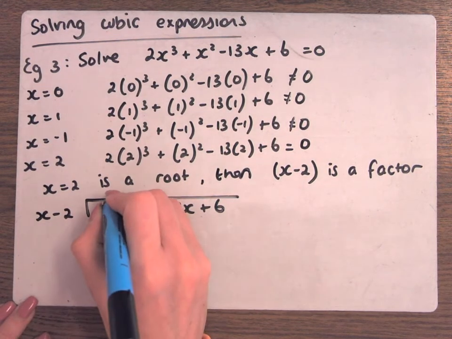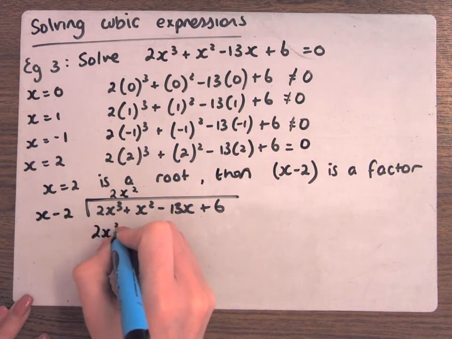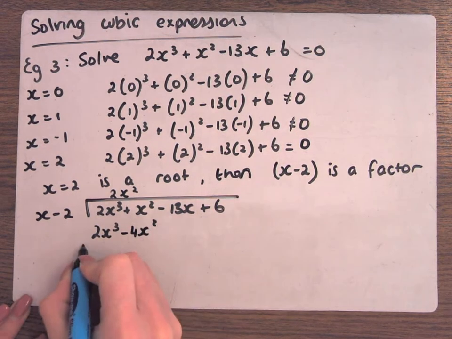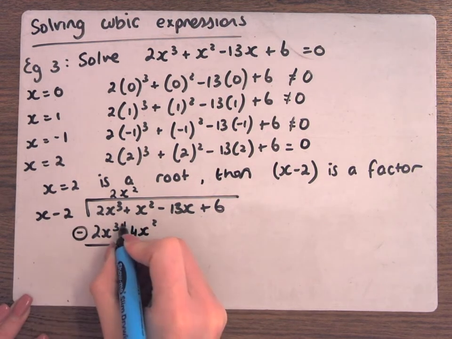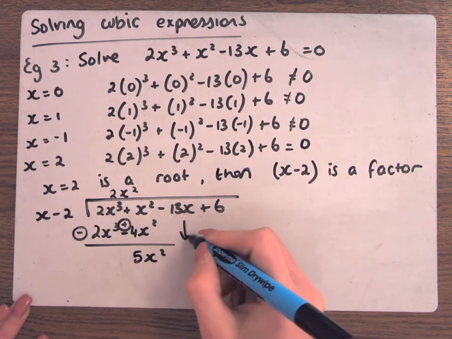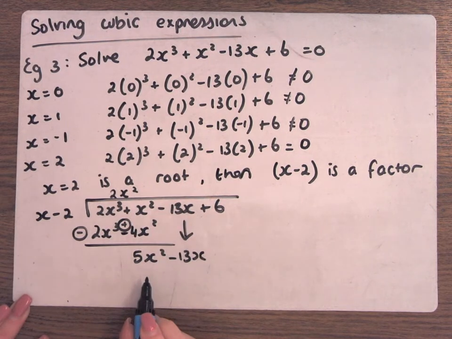2x squared. Multiply it back out. 2x squared by x, 2x cubed. 2x squared by minus 2 is minus 4x squared. Draw a line. Change your signs. x squared plus 4x squared is 5x squared. Bring that down. Nothing new here. x by 5x gives me 5x squared.